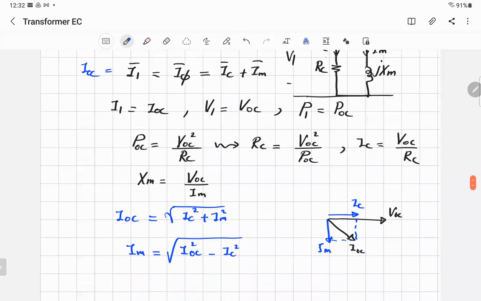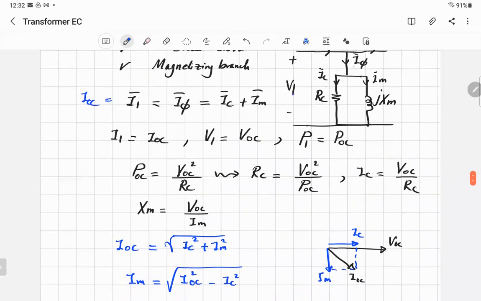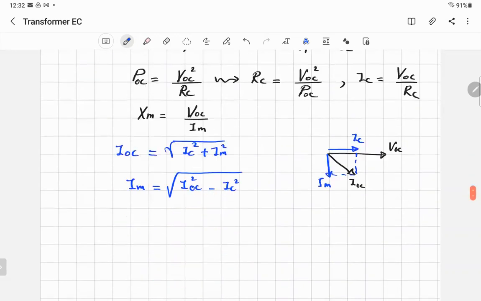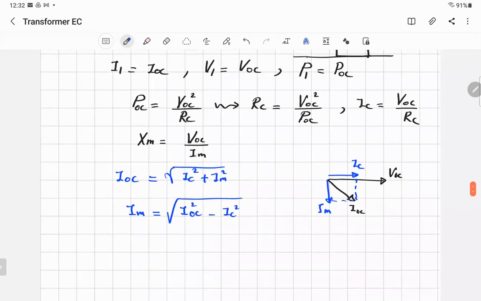Use it by Pythagorean. Once you get IM, and you have the voltage across XM, the same voltage here, you divide the voltage by IM, you get the value of XM. Without J, you get the value only of XM. So now XM is equal to V open circuit over IM. You got IM here. You got XM.